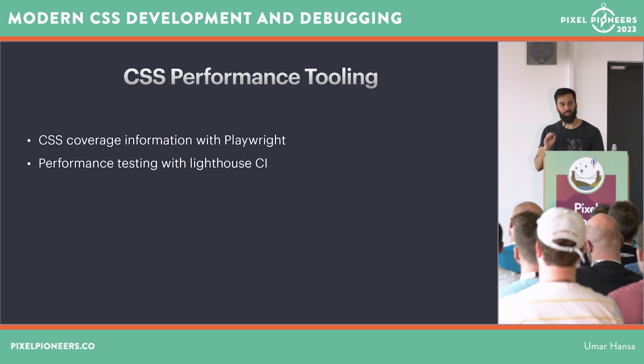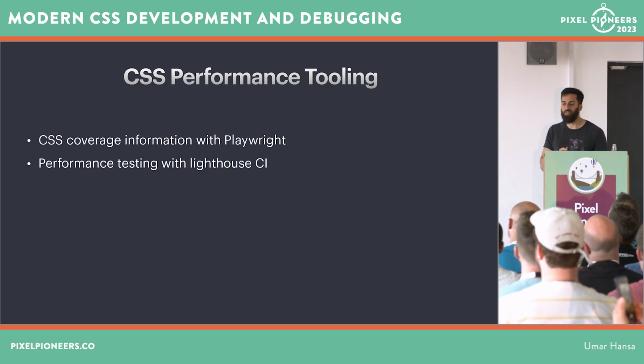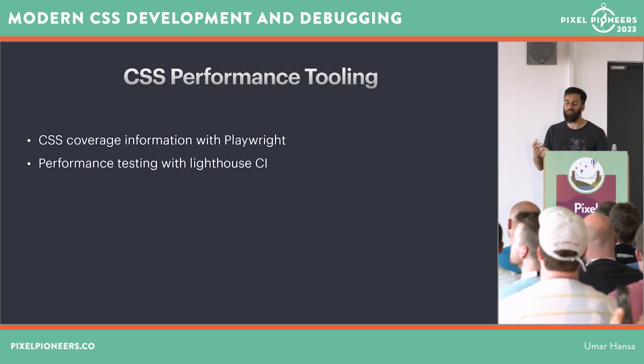All we're going to talk about in the spirit of CSS performance tooling is two things: coverage, CSS coverage specifically, but this is also totally applicable for JavaScript. I'm just presenting it with a CSS use case. And performance testing with Lighthouse CI.